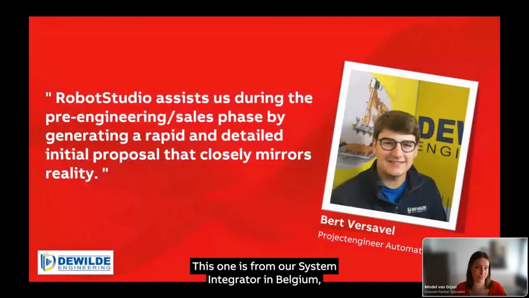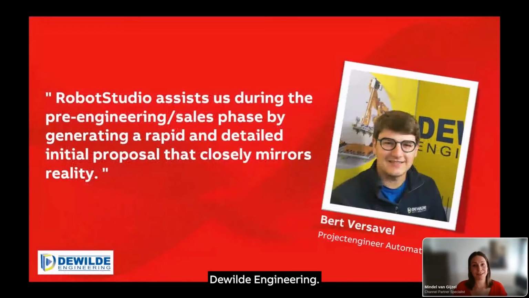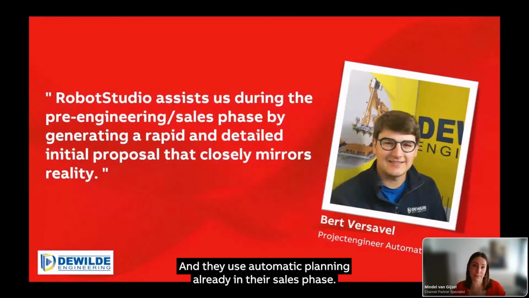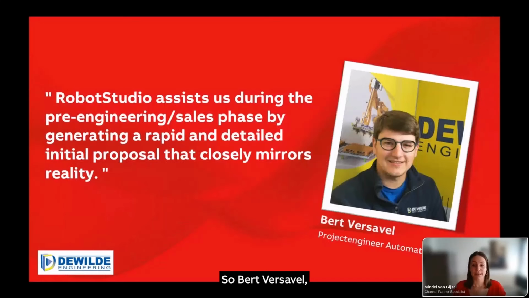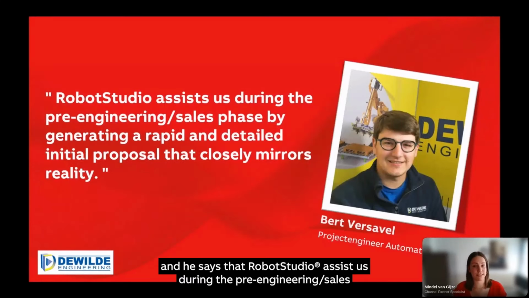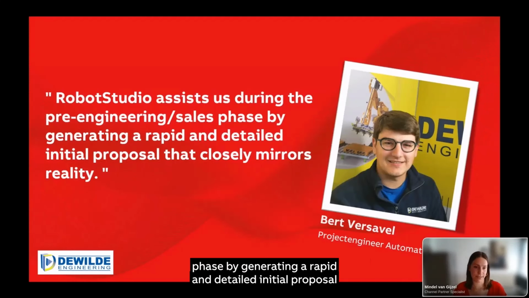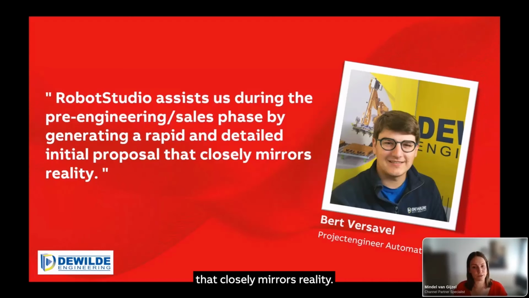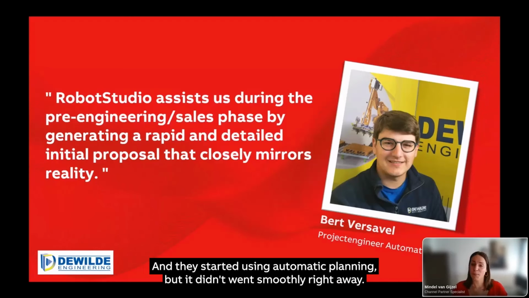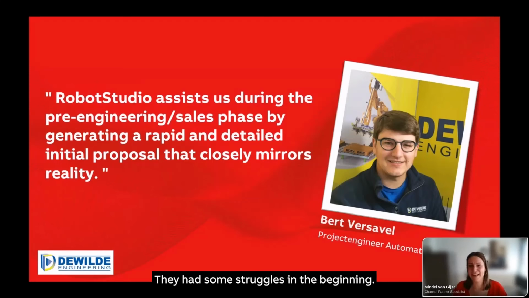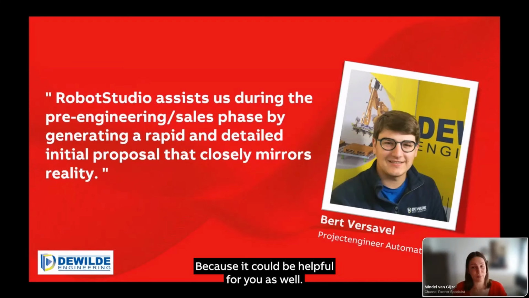And this one is from our system integrator in Belgium, De Wilde Engineering, and they already use automatic path planning in their sales phase. Bert Versavel, the project engineer automation, says that Robot Studio assists us during the pre-engineering sales phase by generating a rapid and detailed initial proposal that closely mirrors reality. They started using automatic path planning, but it didn't go smoothly right away. They had some struggles in the beginning. I'll give you an example why, because it could be helpful for you as well.